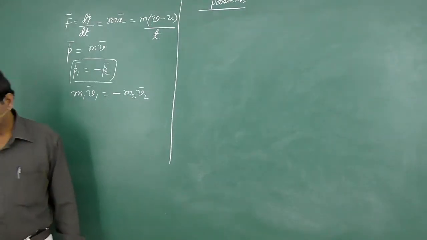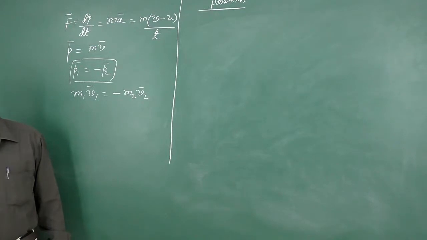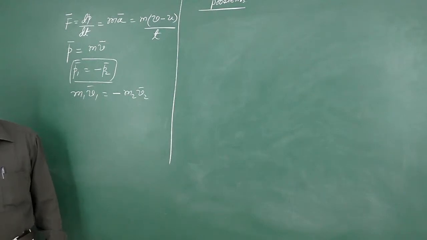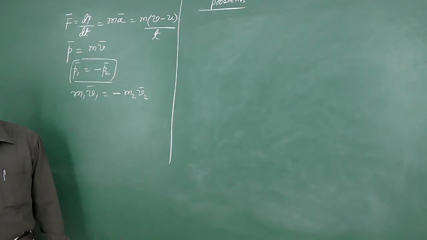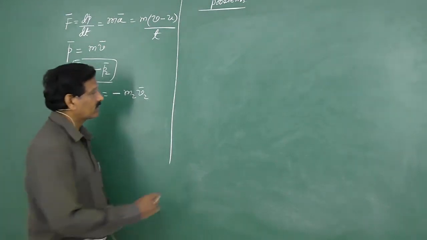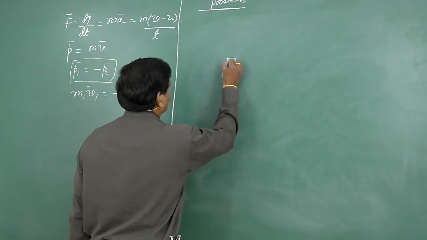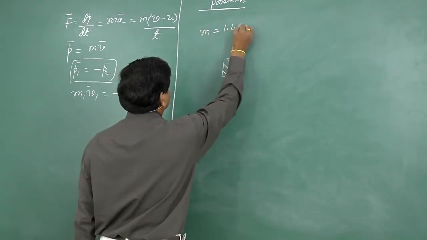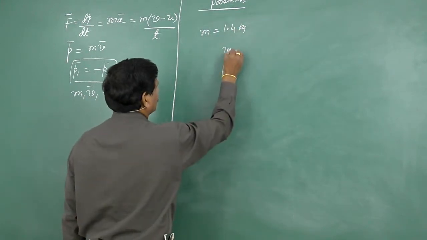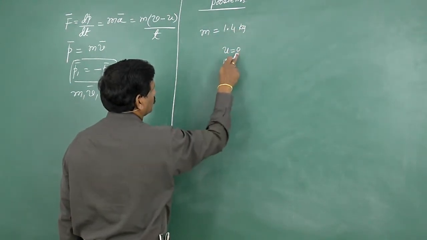So the fifth problem. A force acts for 0.2 second on an object having a mass of 1.4 kg initially at rest. The force stops acting, but the object moves through 4 meter in the next 2 seconds. Find the magnitude of the force. So here this is the body of mass 1.4 kg which is initially at rest. That means u is 0.